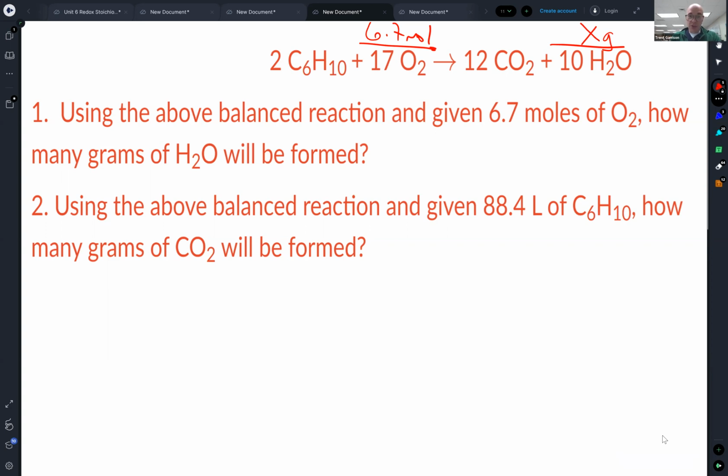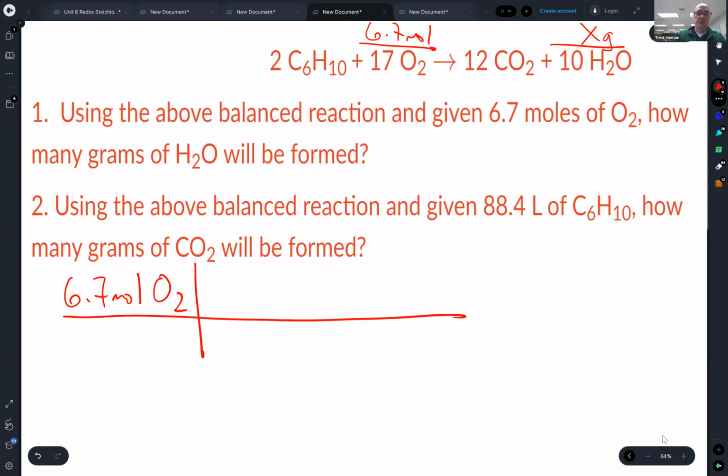So I'm going to work this twice. I'm going to work it once with dimensional analysis. Then I'm going to show you the exact same process with setting it up as ratios. In this dimensional analysis, I've got 6.7 moles of O2. And what I'm going to do then is recognize that the coefficient from the balanced reaction, the 17, those are actually the number of moles of O2.